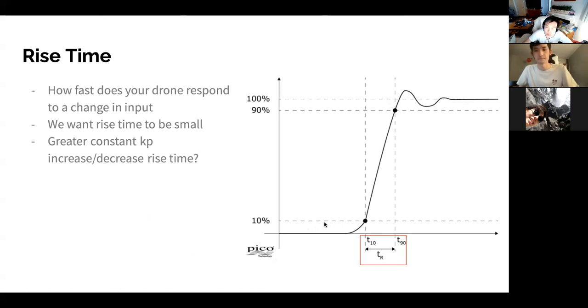Joshua said decrease, which is correct. Yes, exactly. So what will happen is we're going to multiply this error by a larger number, which makes it so that we're driving higher duty cycle into our motors, making it drive faster and hopefully pushing it back up faster than if we didn't. So that is correct. Make it infinity, and we'll talk about why that does not work, sadly.